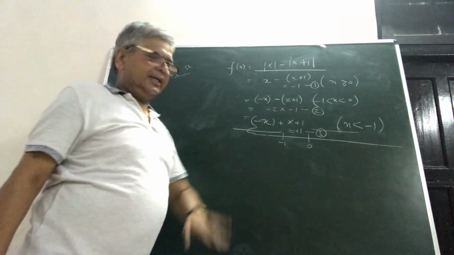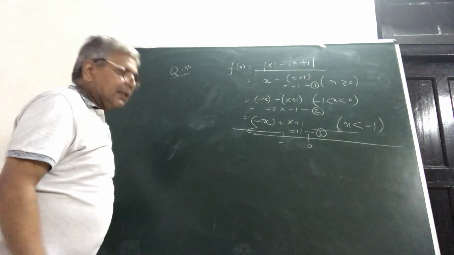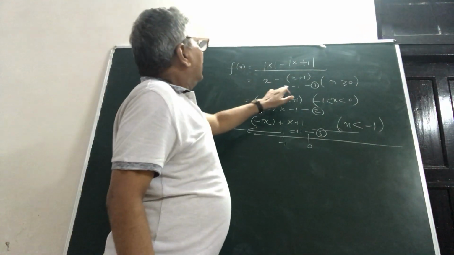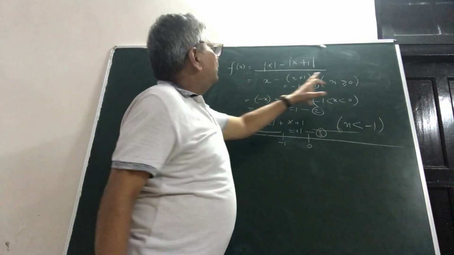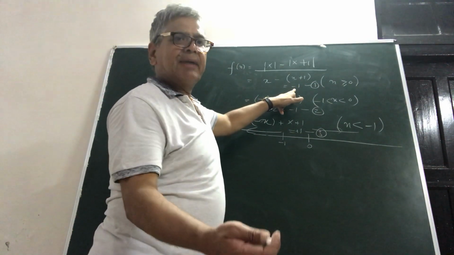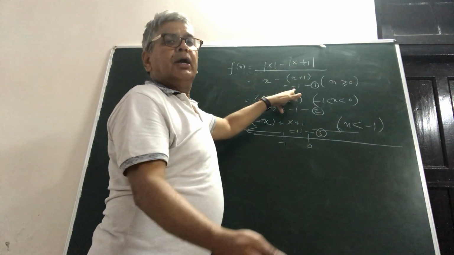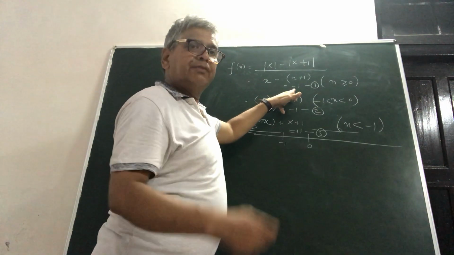Once you have defined this, the rest of the things are quite simple. Now see here, for x greater than 0, the function is a constant function, that is minus 1. So obviously it will be continuous, because it is a constant function.